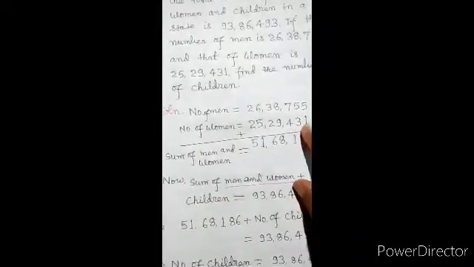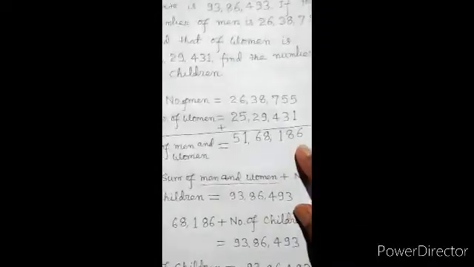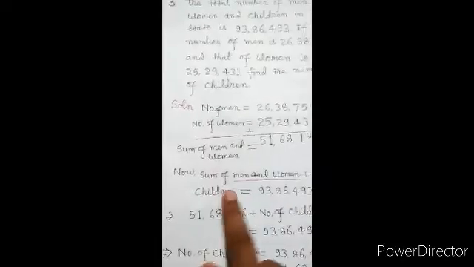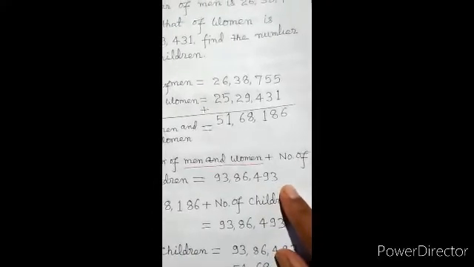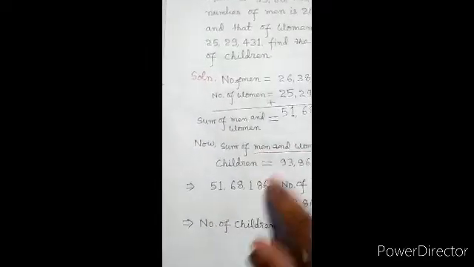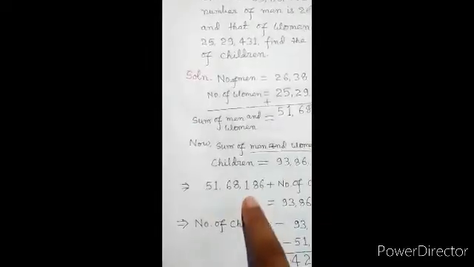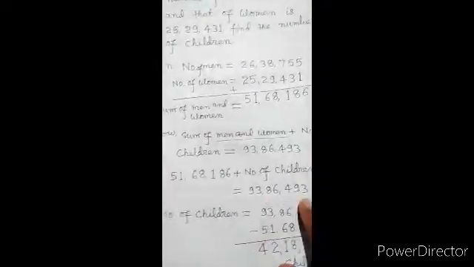Now the number of men is given here. The number of women will be added. The sum of men and women is obtained here. In this way, I got the sum of men and women. Now the sum of men and women plus the number of children is given. It is the total population of the state. Now we can write it like this. This sum is obtained. This is the number of men and women plus the number of children. It makes the total population of the state.